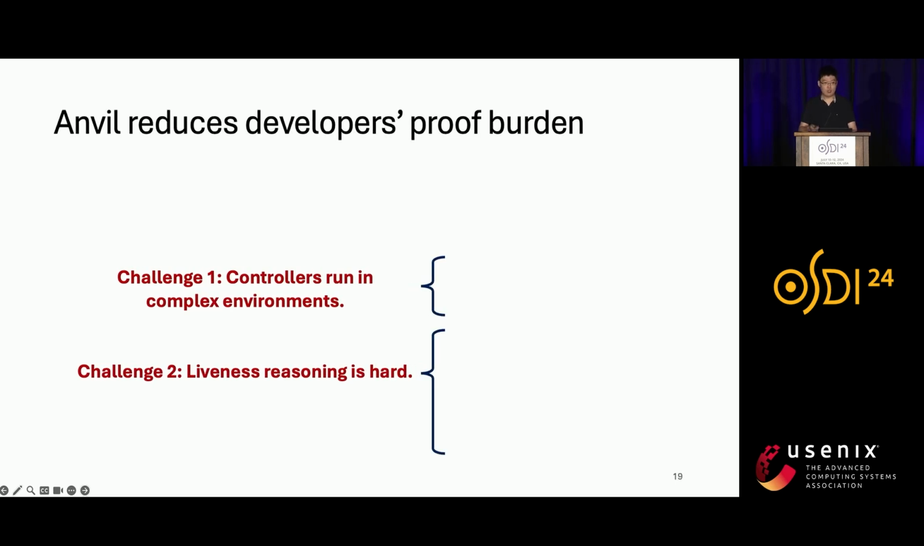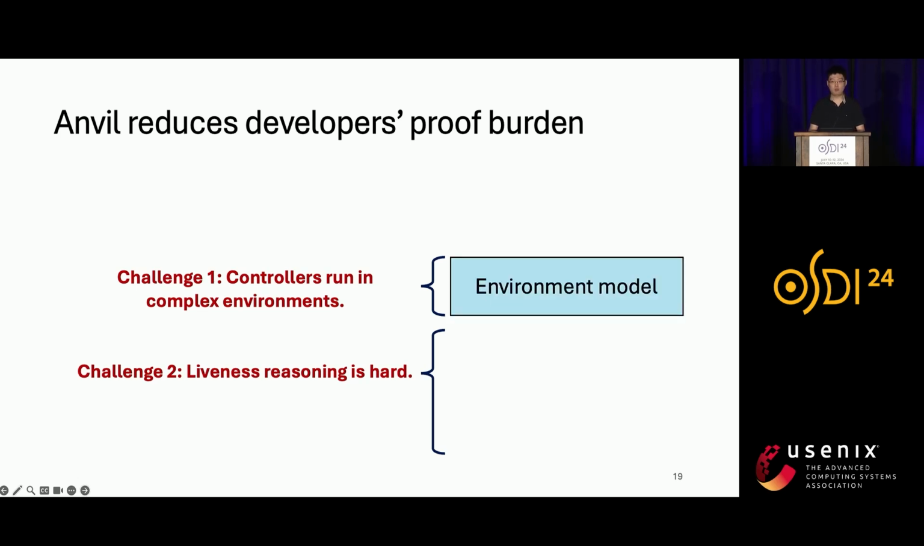So Anvil addresses these challenges and reduces developers' proof burden with a set of features. First, to help the developers reason about the controller's interaction with the environment, Anvil provides an environment model that describes the behavior of the system components that the target controller interacts with. And to help with reasoning about liveness, Anvil first provides a temporal embedding, which describes the important concepts in temporal logic, which is used to reason about whether certain things could happen in the future or not.